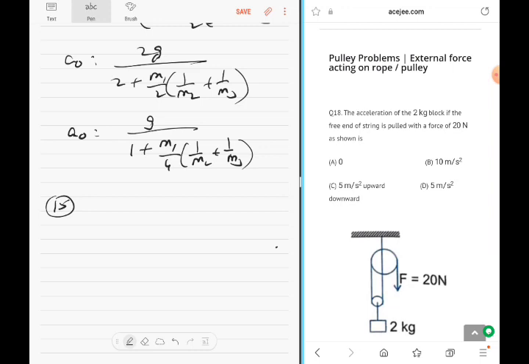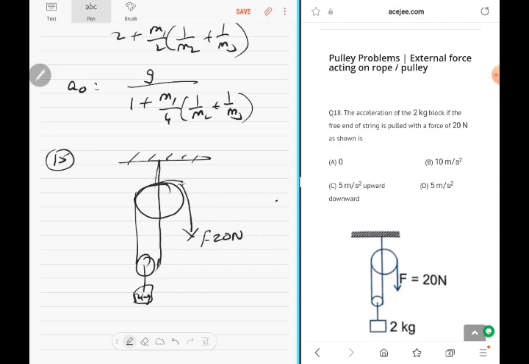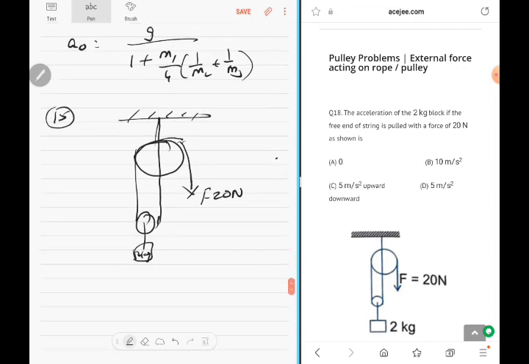Maybe this looks simpler, so let me try something which is at least looking simple instead of doing really complicated stuff. Okay, so there's a pulley and there's a 2 kg mass, and there's a rope that runs like this, and there is a force F equal to 20 Newton, and this is also connected to the roof, and this is a 2 kg block. Okay, this is the diagram.